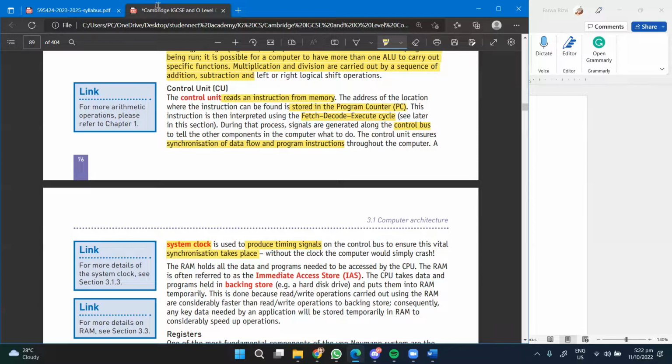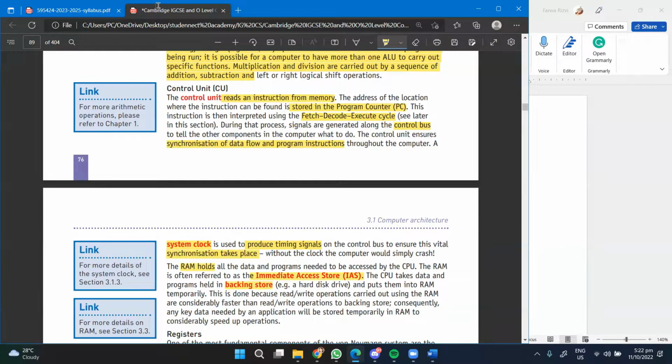And the RAM holds all the data and programs needed to be accessed by the CPU. The RAM is often referred to as the immediate access store. And the CPU takes data and programs held in the backing store, for example, the hard disk drive, and puts them into the RAM temporarily.